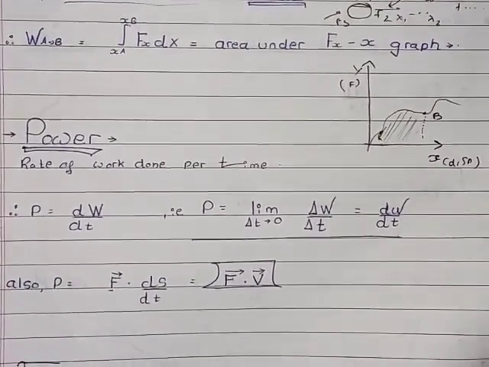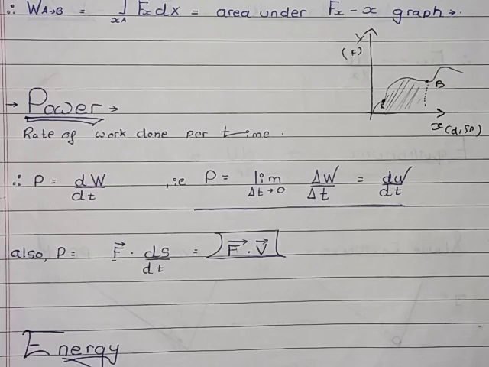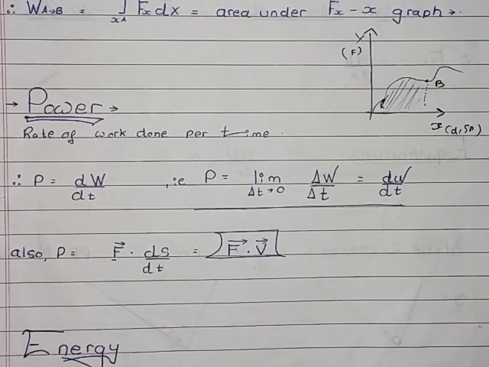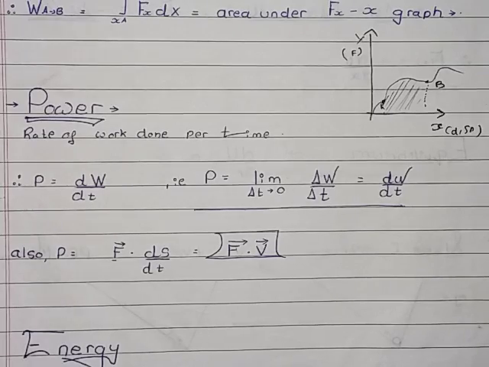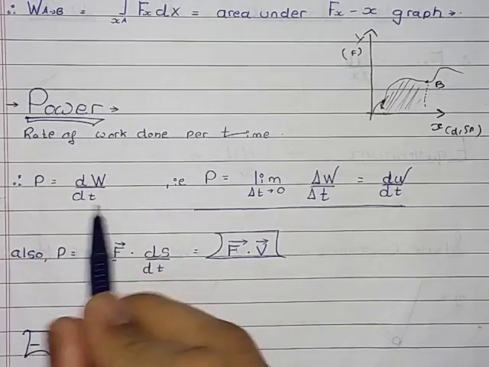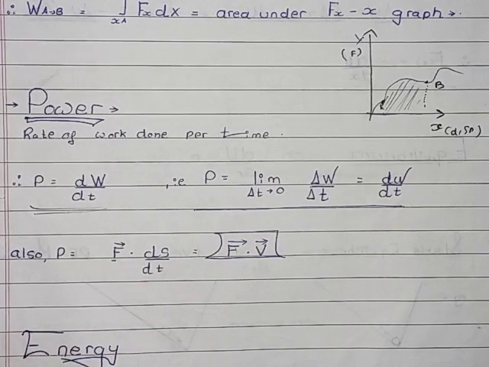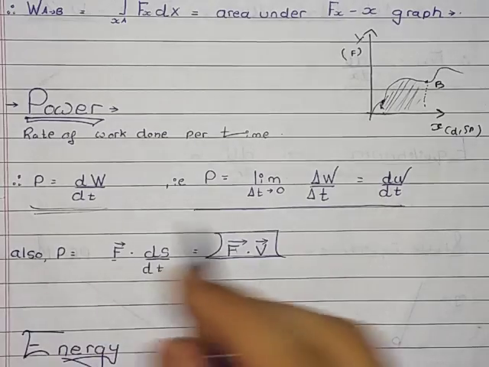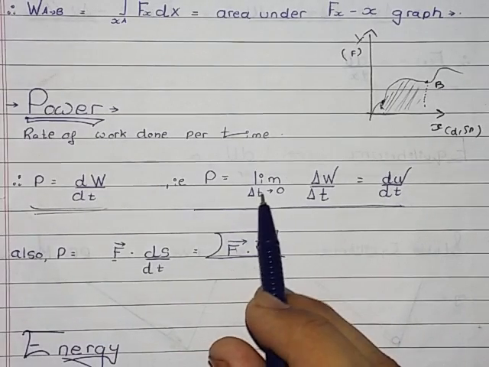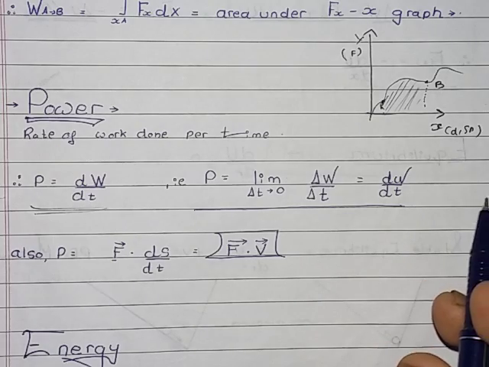Let's get on to another topic, which is power. Here I'm not talking about electric power, which is I squared R or V squared by R, but mechanical power. What is mechanical power? The rate of work done per unit time, that is dW upon dt. That is work done per unit time. So power is work done per unit time. If you know about limits, then the limit as delta t approaches 0 of dW upon dt.